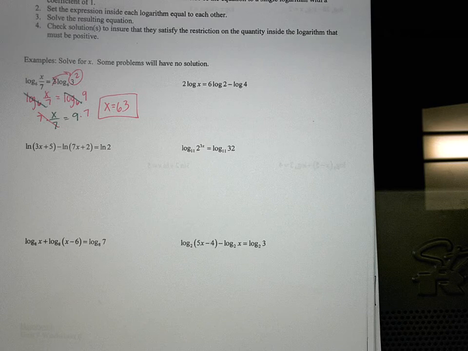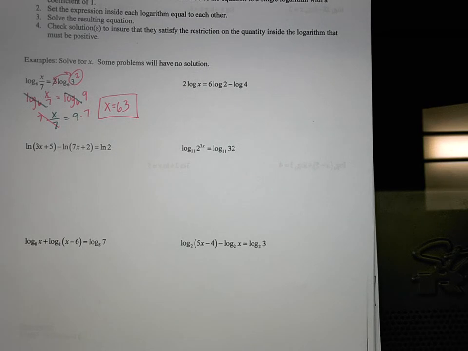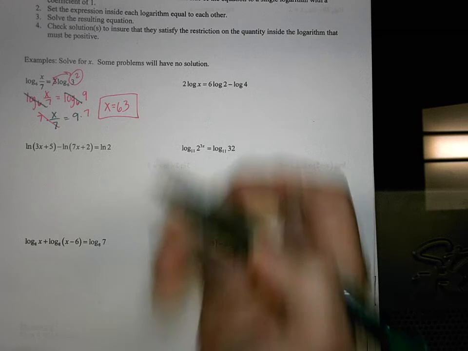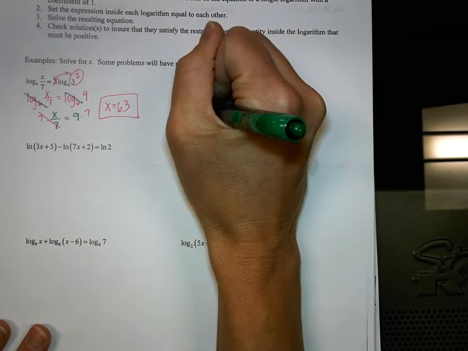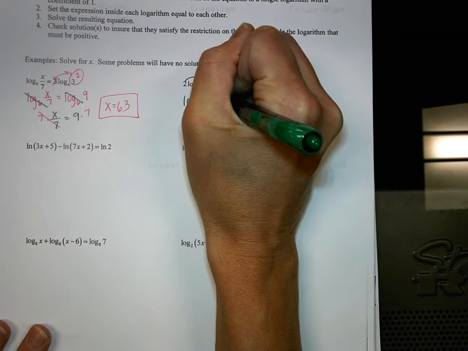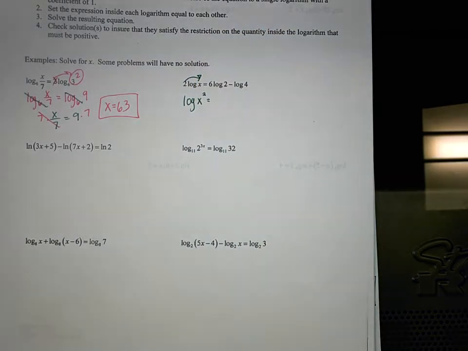Again, I don't have a single log right now on both sides in order to eliminate the logs. So we need to somehow condense, move things around so that we get a single log on both sides and can solve the problem. So on the left side of the equation, what's the one thing that I need to do? Very good. Move this 2 to be the exponent. And so I would get log of x to the second power. Everybody okay with that part on the left?